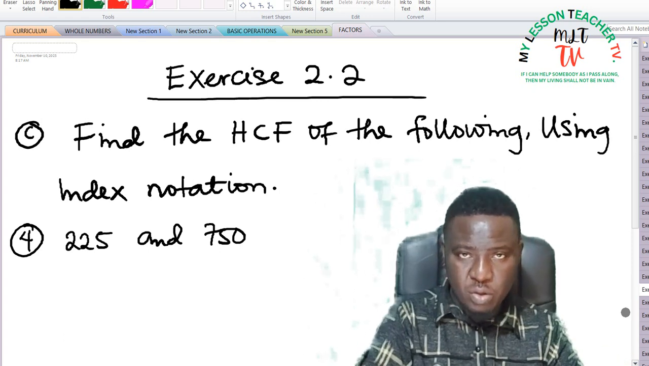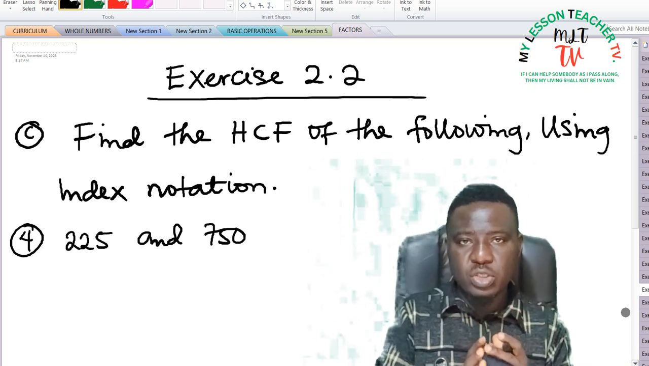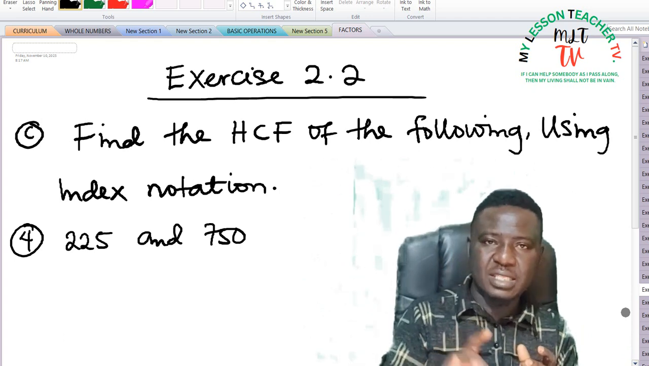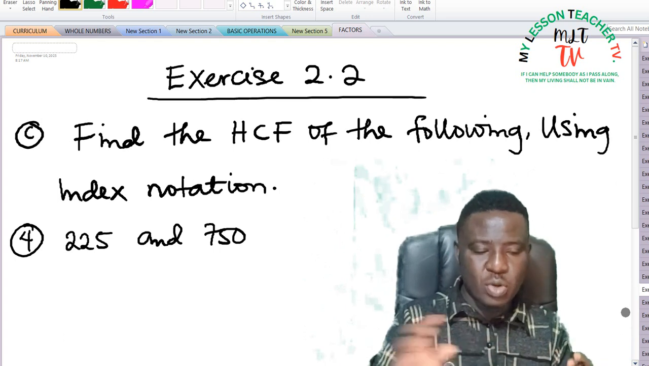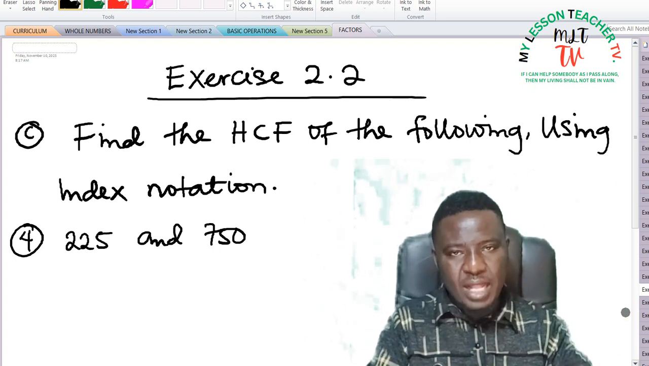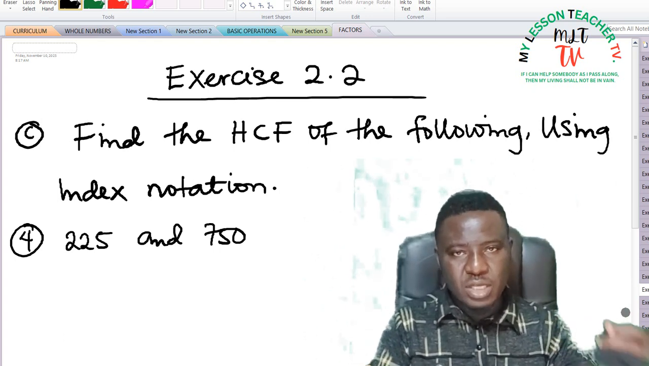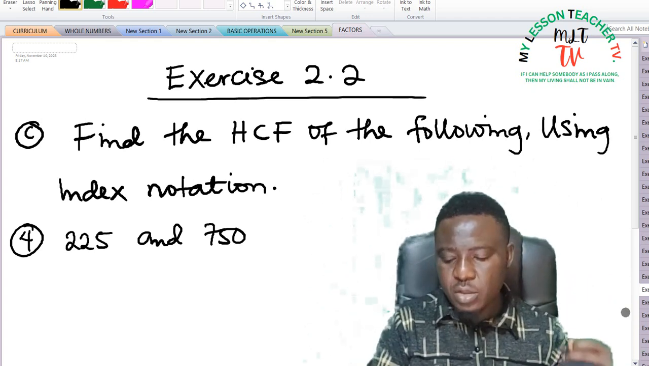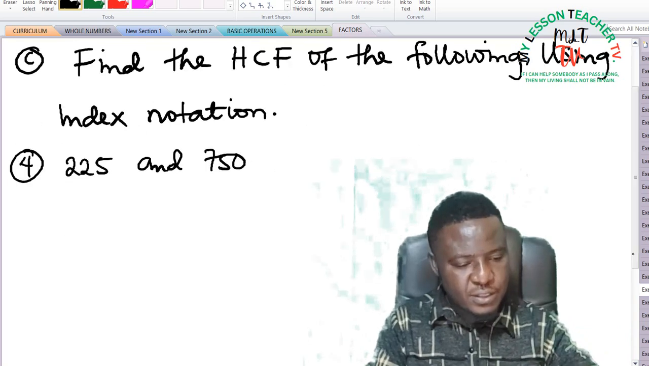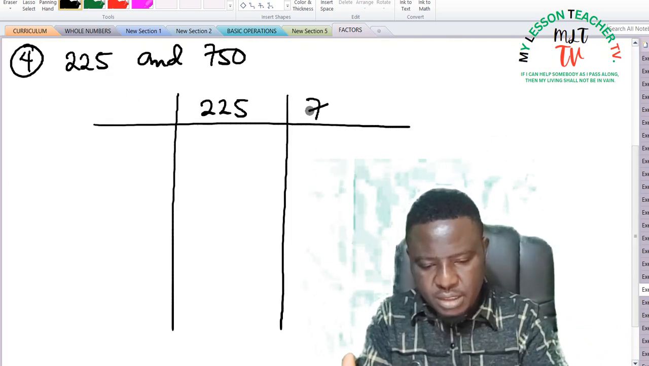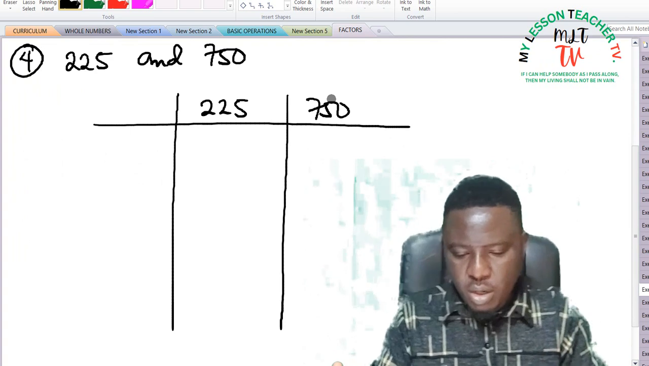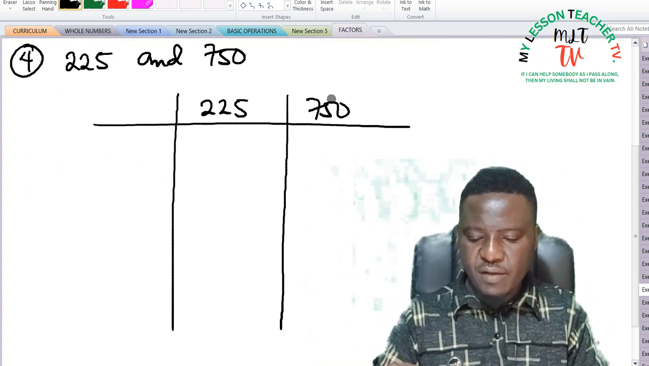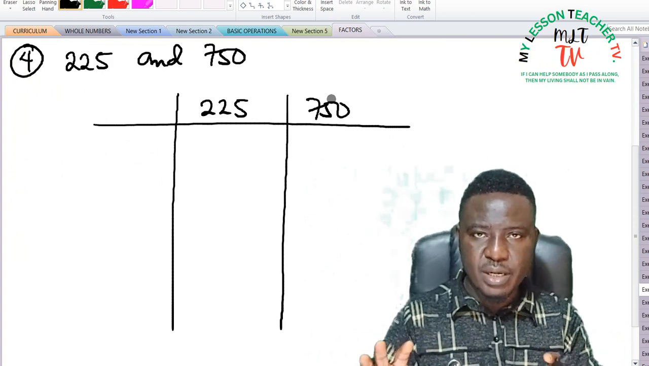In order for us to get the highest common factor, we shall express 225 and 750 as a product of its prime factors. We shall then use the common factors to divide 225 and 750 simultaneously to arrive at our answers. When we are done, the product of the common factors used gives us the highest common factor that can divide 225 and 750. We shall then look for a prime number that can divide 225 and 750 without a remainder.